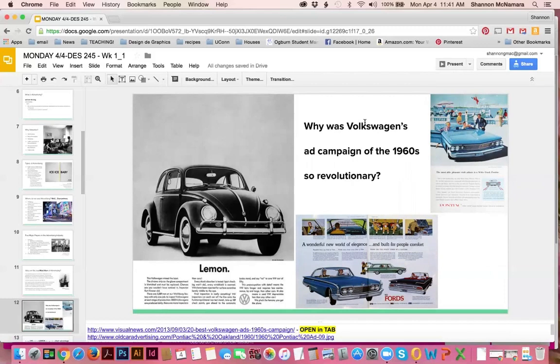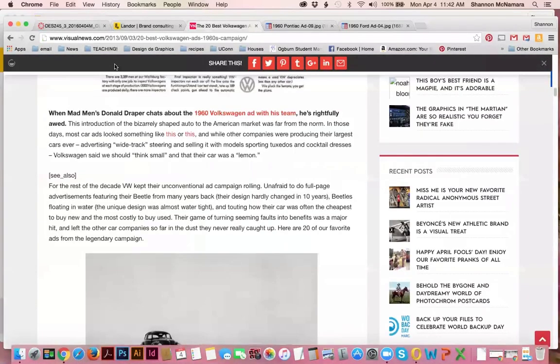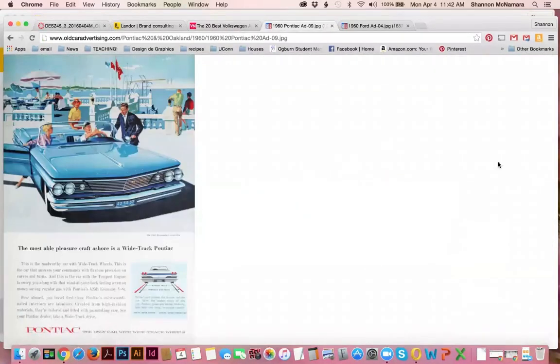So, what was so revolutionary about this Volkswagen ad campaign of the 1960s, compared to your Ford and your Pontiac campaigns during that same exact time? I'll pull those up so they are a little bit bigger for you to see. This is the Pontiac ad from 1960. It shows a big car, fancy, well-off people. Look at the headline: the most able pleasure craft ashore is a wide-track Pontiac. Even their tagline: Pontiac, the only car with wide-track wheels.